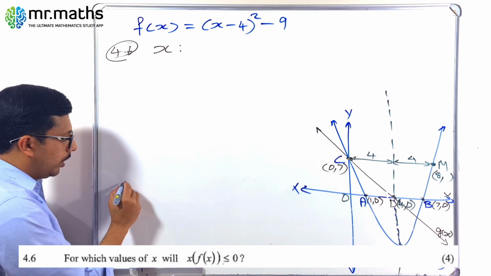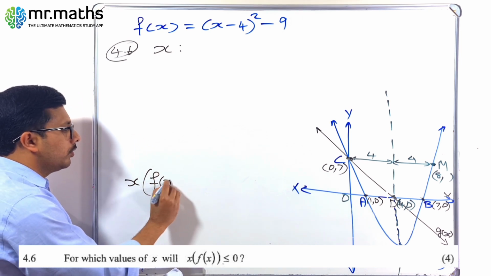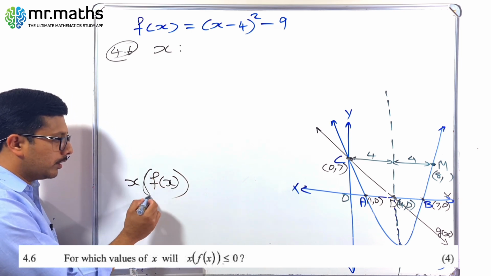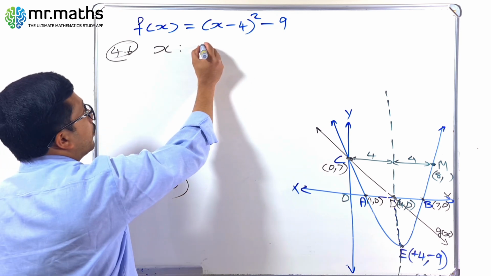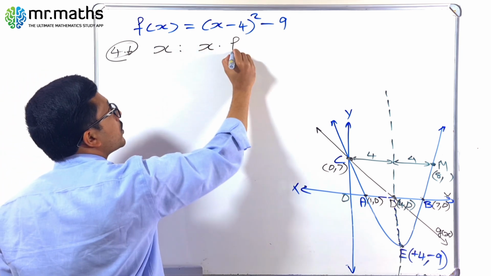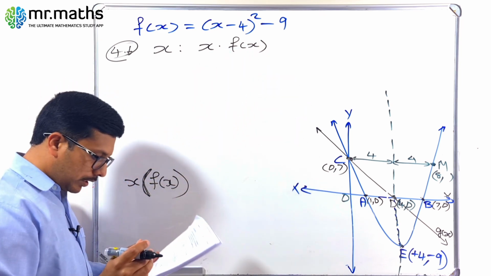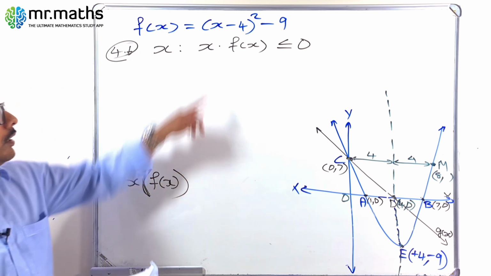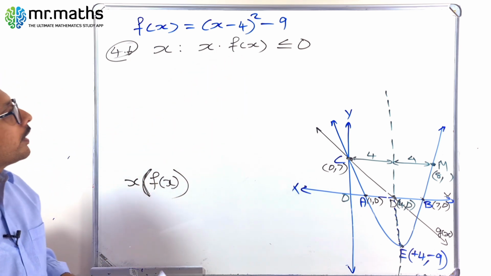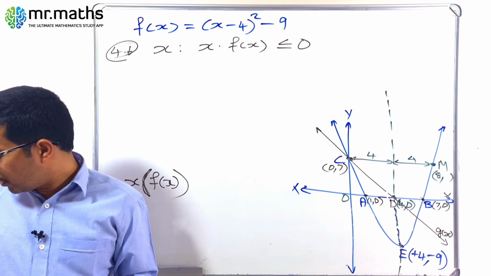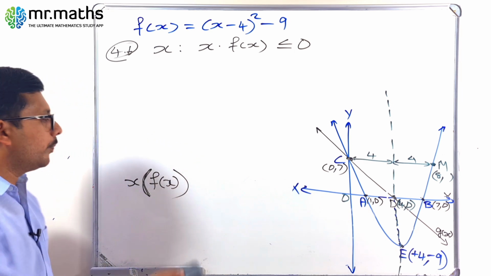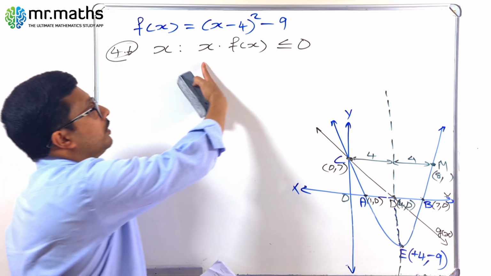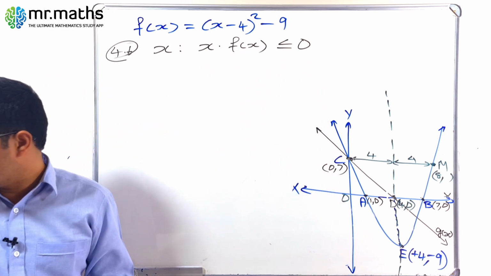They confused you: x into f of x is the same as x times f of x. So don't worry about this bracket, that's multiplication. So for which values of x is x times f of x less than or equal to 0? It means that you have to find the values of x satisfying this condition, x times f of x is less than or equal to 0.